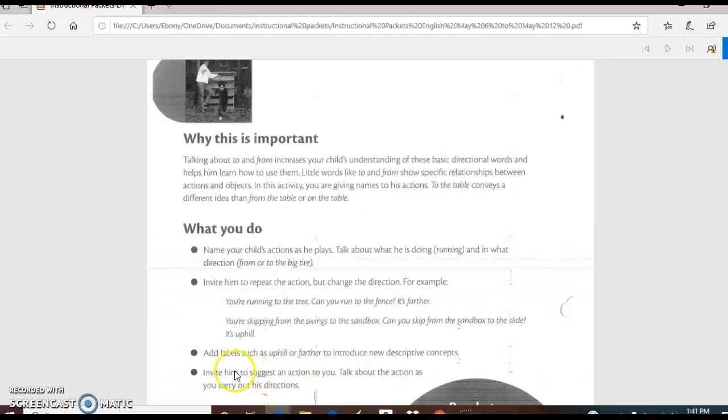So as it says right here, add labels such as up here or farther to introduce new descriptive concepts. Invite him to suggest an action to you. Talk about the action as you carry out his direction. So you could ask what he or she would like to do: run, next, skip, jump, hop. That's just physical education. And that will be all.